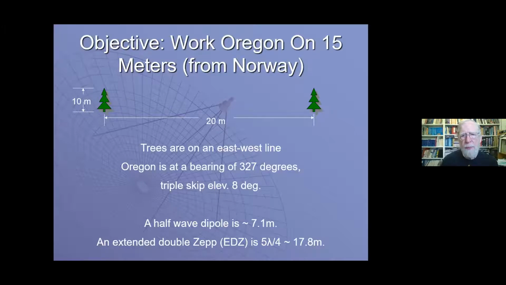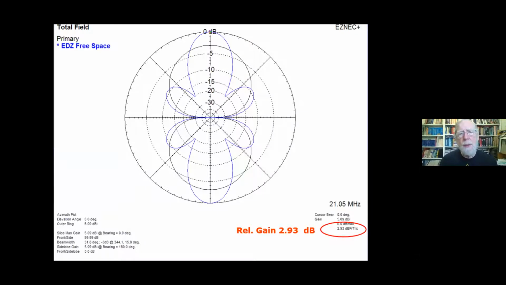Halfwave dipole is about 7 meters long, but we can make an extended double ZEP, which is 5/4 of a wavelength, 17.8 meters long, and so it'll fit between the two trees. So let's try it. So first thing, we model it in free space.